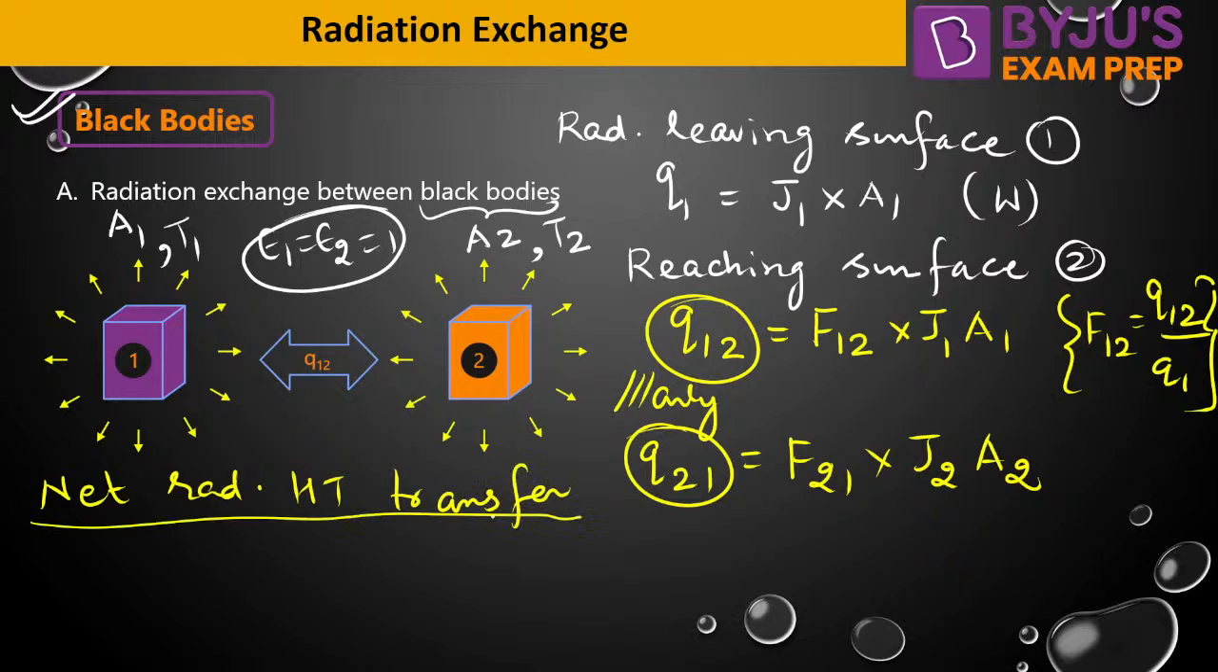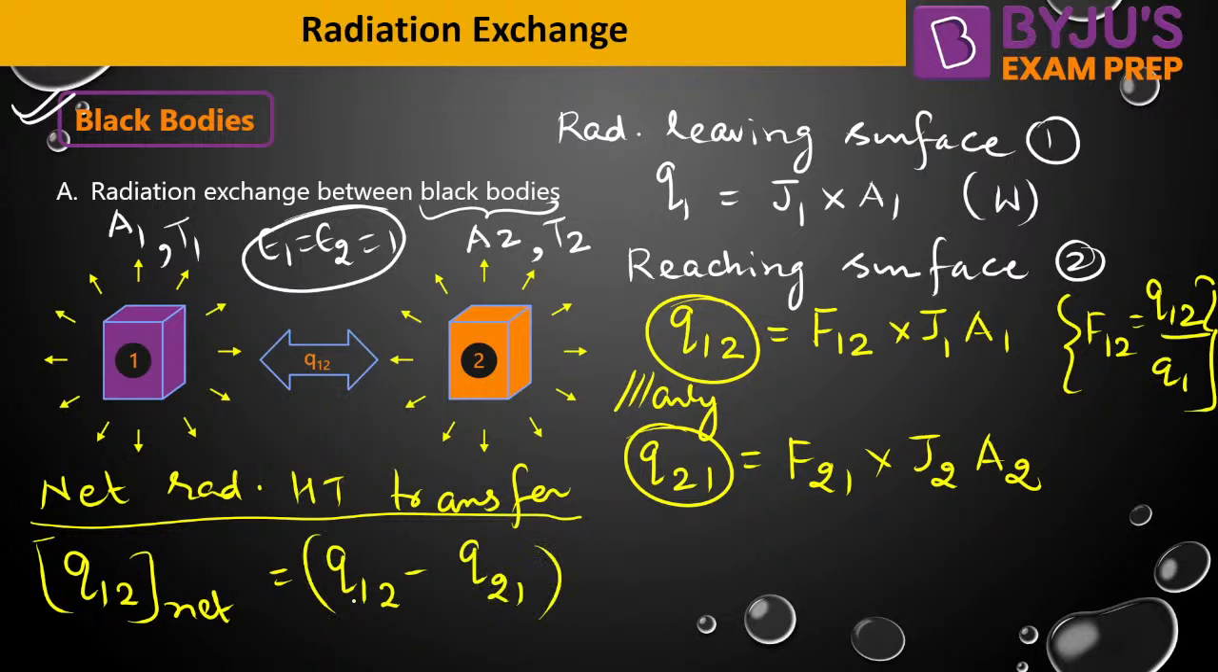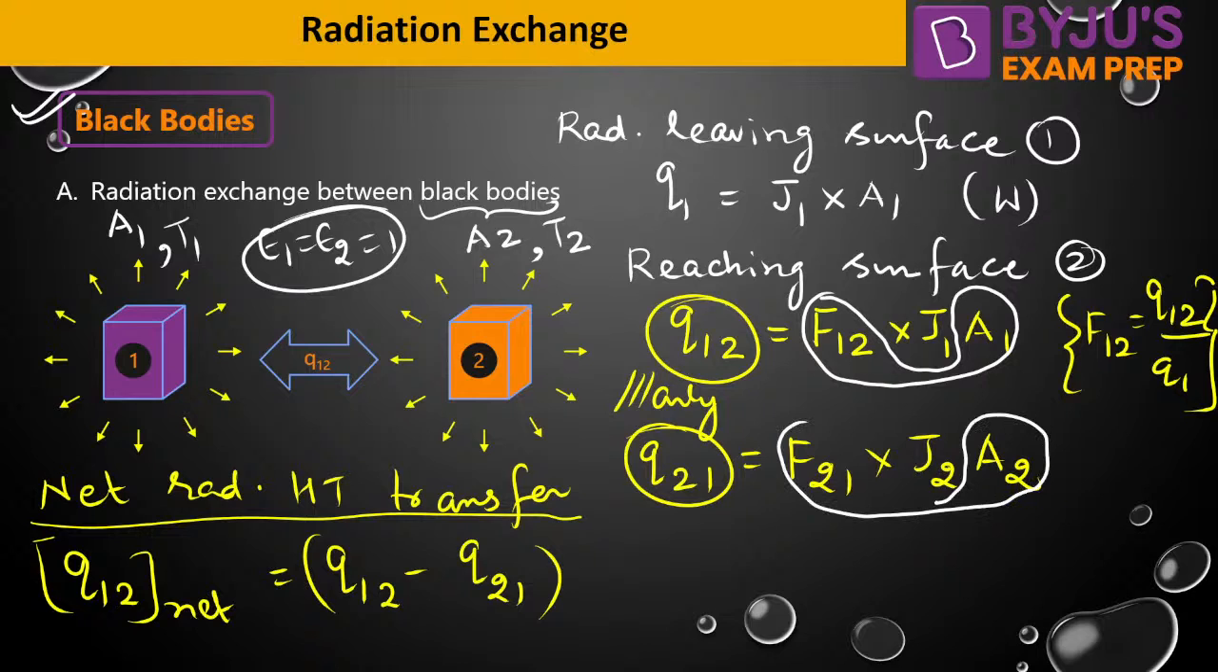What is the net radiation heat transfer? That is Q1 to 2 net, which can be written as Q1 to 2 minus Q2 to 1, isn't it? And what is that? From the reciprocity theorem, do you agree A1 multiplied by F1 to 2 is the same as A2 multiplied by F2 to 1, isn't it? So can we write it simply as A1 F1 to 2 into J1 minus J2?